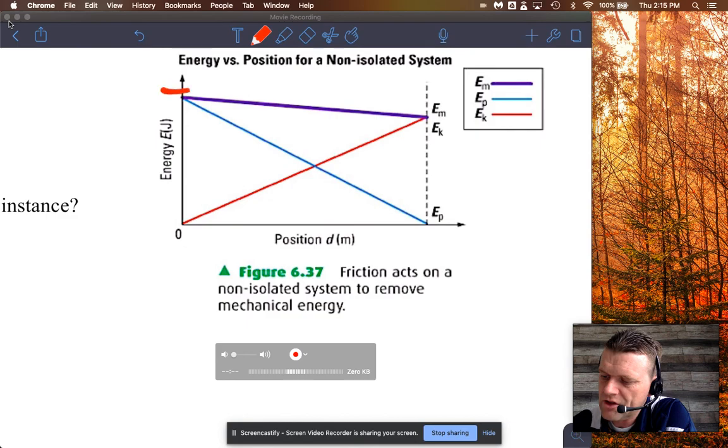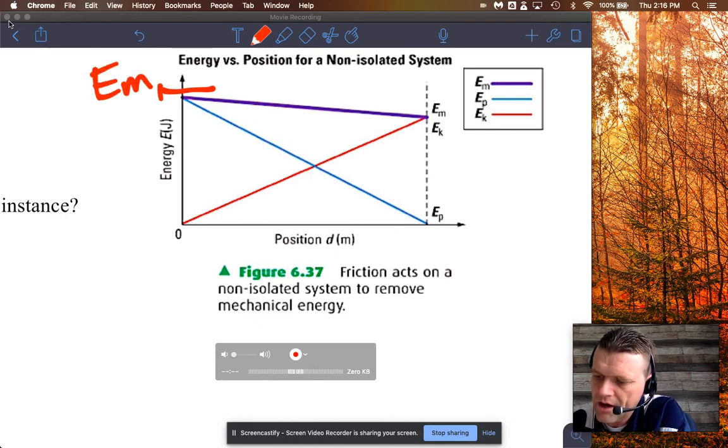The mechanical energy starts right here, but then as you go down the ramp, this is similar to what we saw before. If you just let the object slide down a ramp, some of the energy is being lost as friction. And so in this case, EM1 does not equal EM2. They don't equal each other.